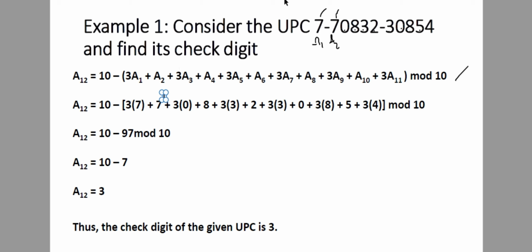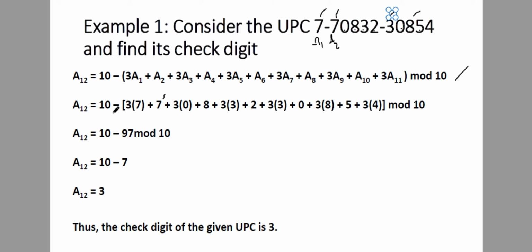plus 3 times A3, so A3 is 0, plus 8, plus 3 times A5. A5 is 3, since it's the fifth position. Then 6, plus 2, plus 3 times A7, so A7 is 3, plus 0, which is A8, and then 3 times A9, which is 8. Then the 10th position is 5, and the 11th position is 4, so 3 times 4.